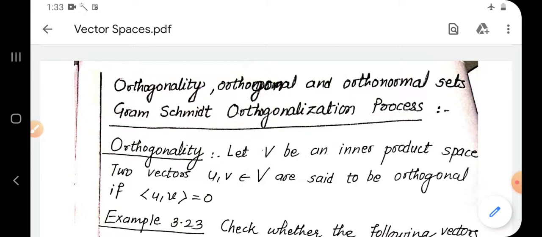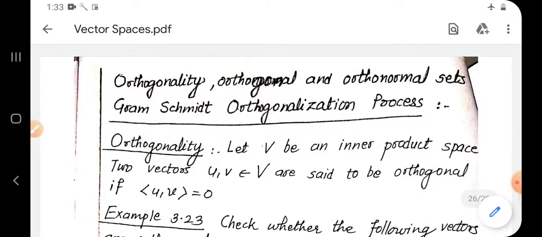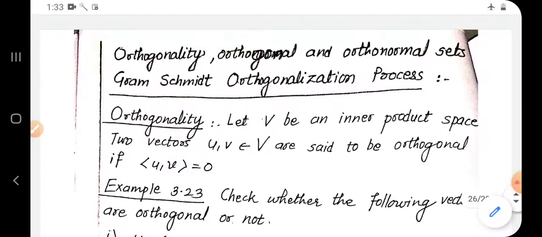Today we are going to start the last point of vector spaces: orthogonality, then orthogonal and orthonormal sets, and a very important concept, the Gram-Schmidt orthogonalization process, we are going to study in this lecture. So here let us define orthogonality.